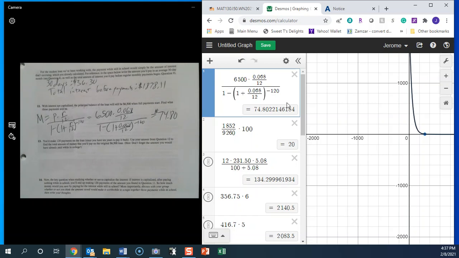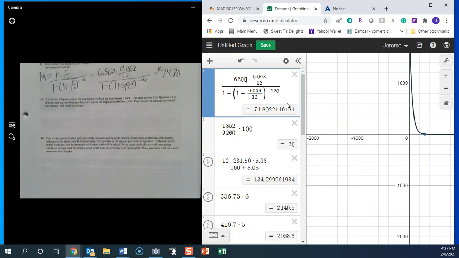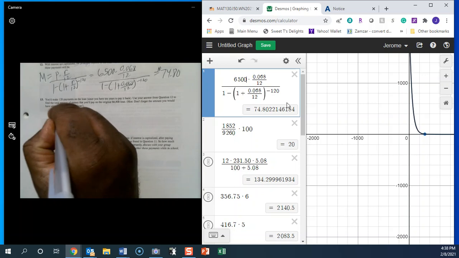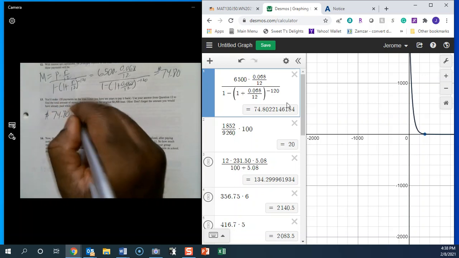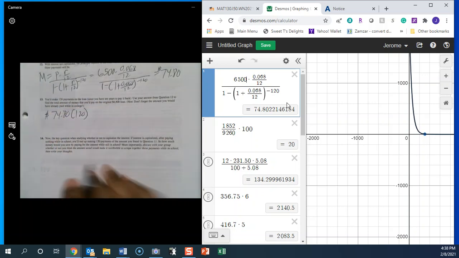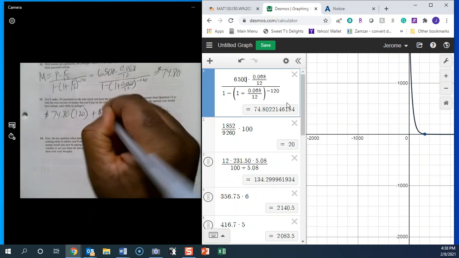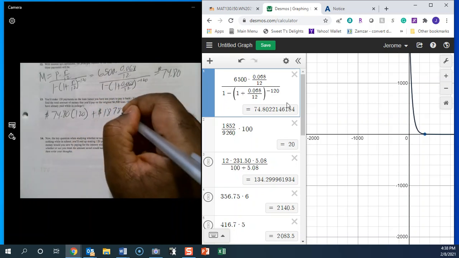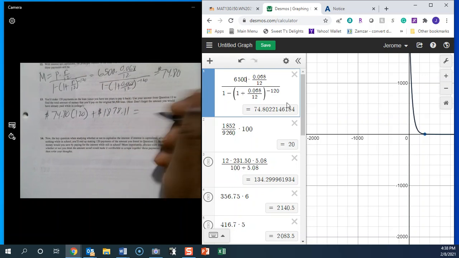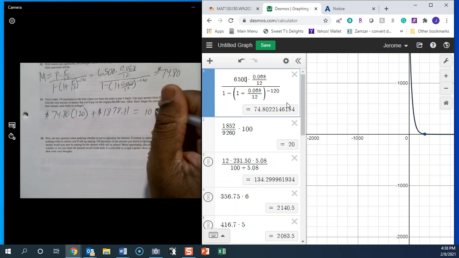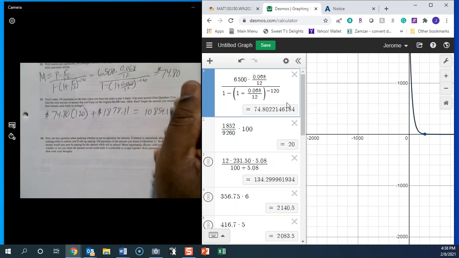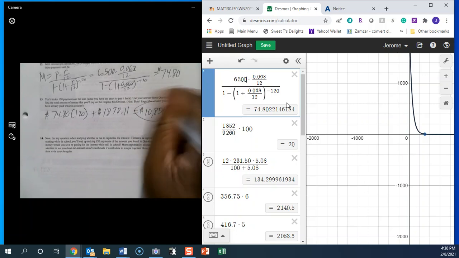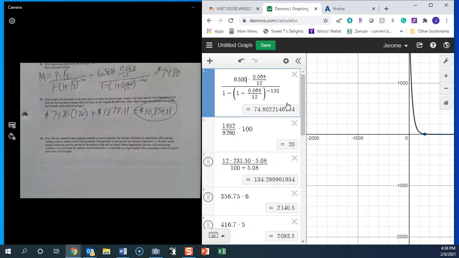Now it says you'd make 120 payments on the loan. Use your answer from question 12 to find the total amount of money that you pay on the original $6,500 loan. So it'd be $74.80 multiplied by 120 months plus the $1,878.11 that you already paid. So you would pay a total of $10,854.11. That's how much money you would pay.